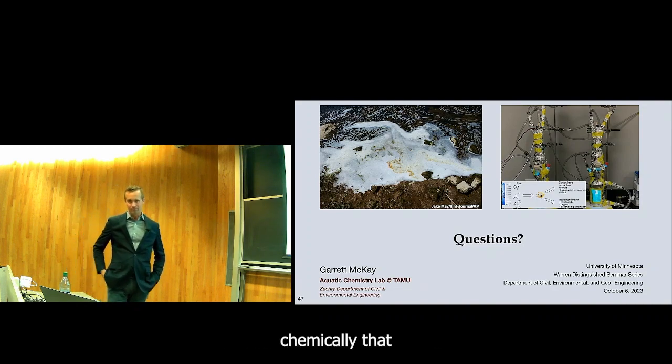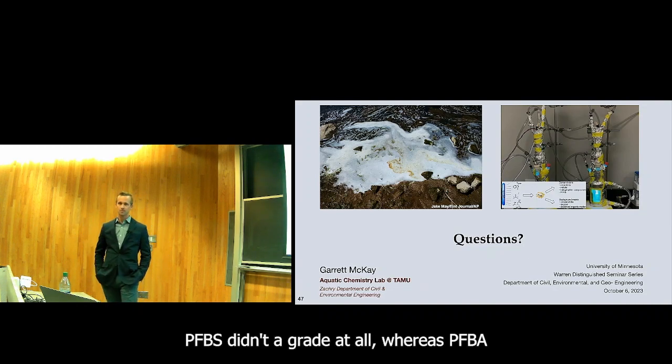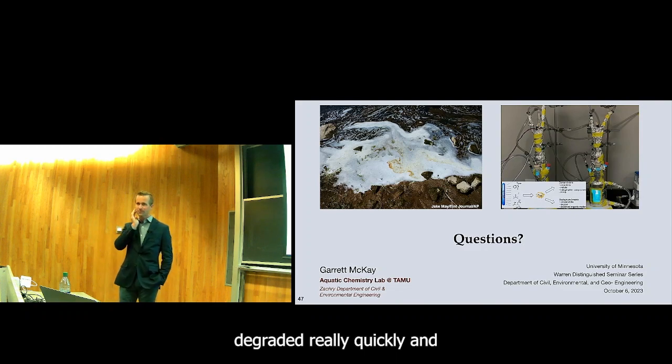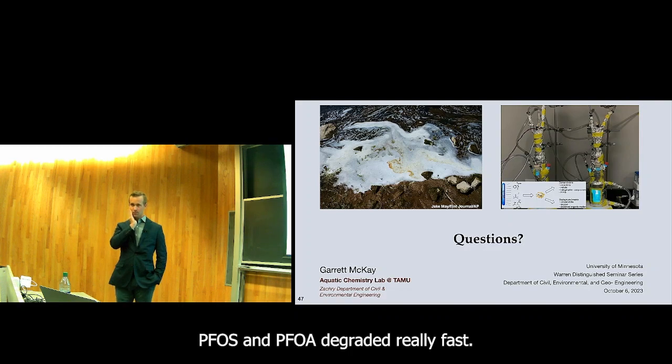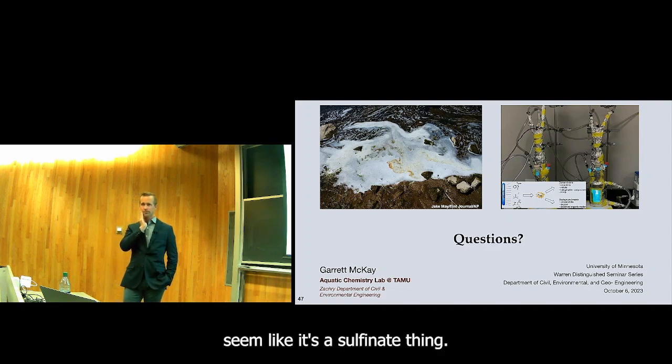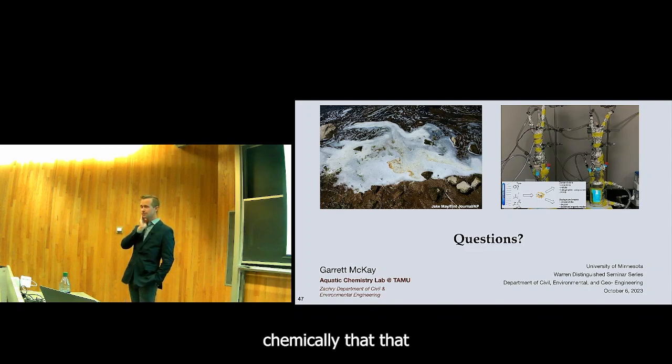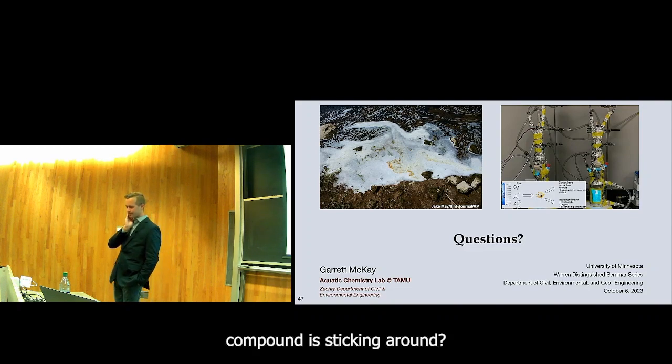I wondered what's going on chemically that PFBS didn't degrade at all, whereas PFBA degraded really quickly, and PFOS and PFOA degraded really fast. So it doesn't seem like it's a sulfonate thing. So what's going on chemically that that compound is sticking around?